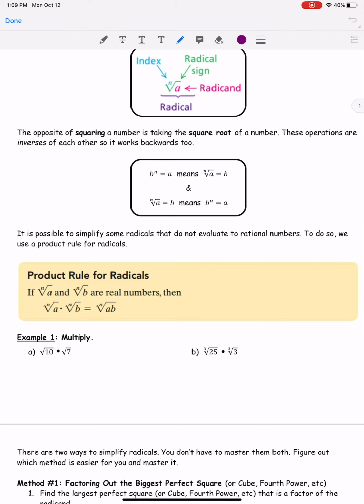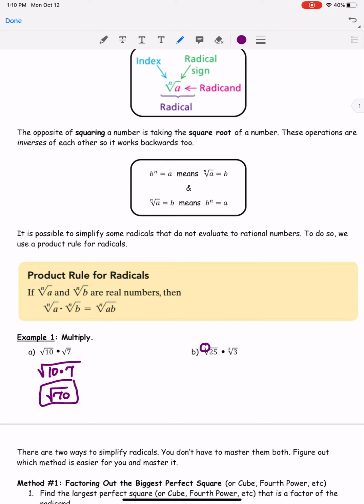It says here, it is possible to simplify some radicals that do not evaluate to rational numbers, that aren't perfect squares. But to do so, we must use the product rule for radicals. The product rule says if you have the same index, then you can multiply whatever's under the radical together. So in example 1, you have the square root of 10 times the square root of 7. Like we said, there's known 2's to be there, so I can multiply those together. We can call that the square root of 10 times 7, which is the square root of 70.